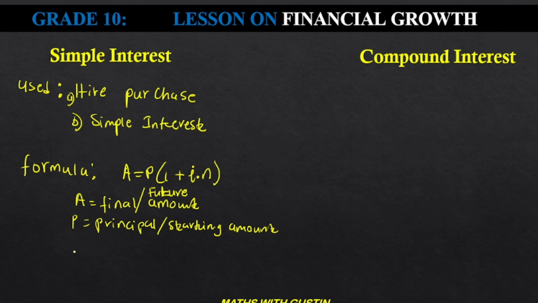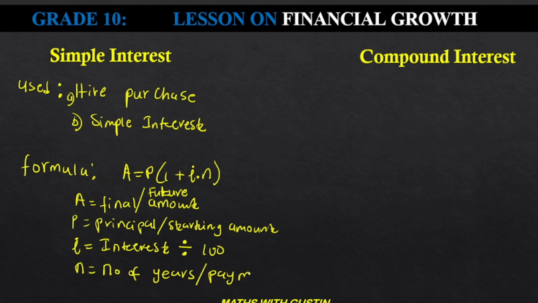And then 1 is just a constant. I is going to be the interest. They normally give you the interest as a percentage, guys, so what we normally do is divide it by 100. N refers to the number of years, or in some books, the number of payments. And that's how you would deal with simple interest, guys.